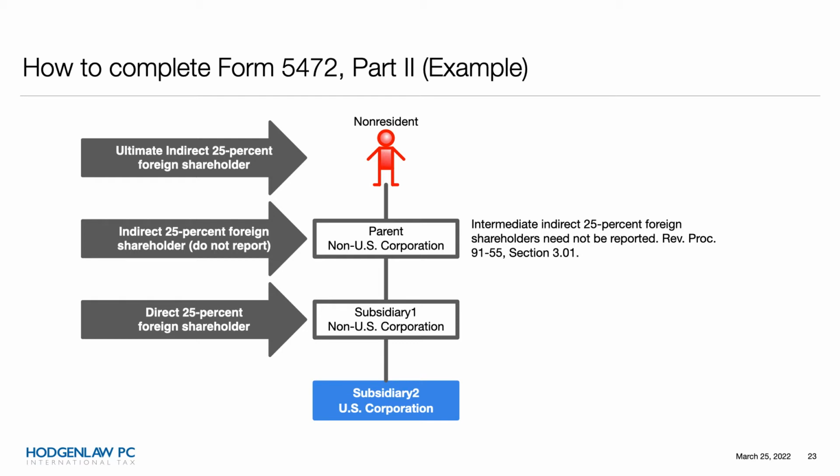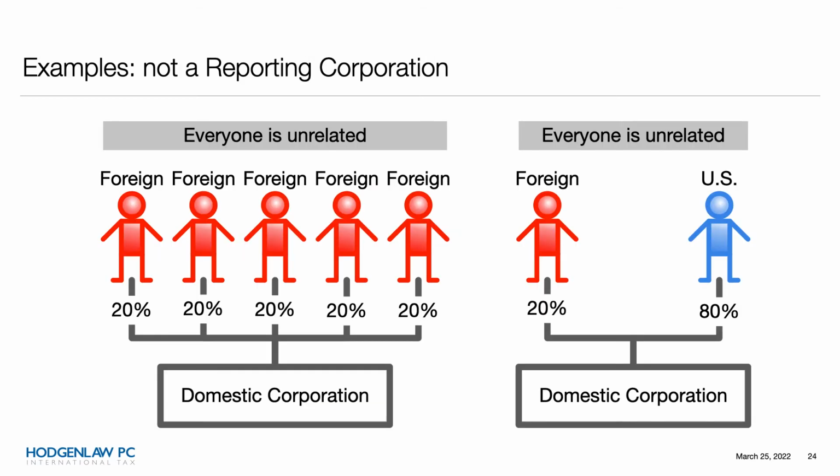So this is the way that you figure it out. Draw the org chart, figure out what it is under the principles of Section 958(a)(2) for indirect ownership, and then off you go and you decide whether you've got something where you have to fill in this information on Form 5472 or not. So some quick examples.